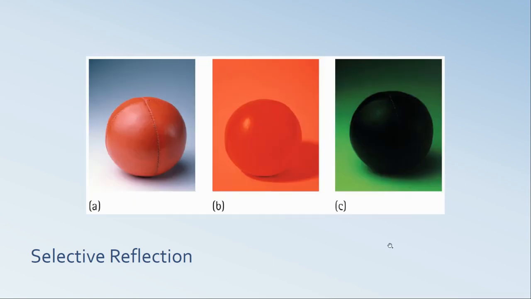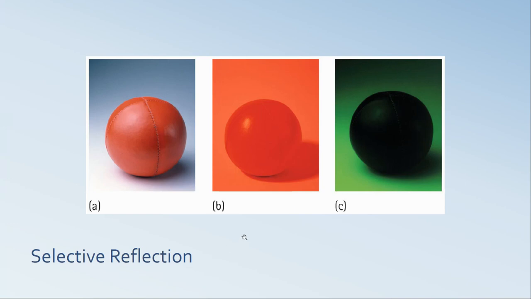Let's take the example of our ball here. Over here on the left, we've exposed the ball to a natural light, such as sunlight, and that light contains all the frequencies, all the colors in our visible electromagnetic spectrum. And in this case, the ball has absorbed all those frequencies of visible light except for the red, and it's reflected the red back to us, so we perceive the ball as red.